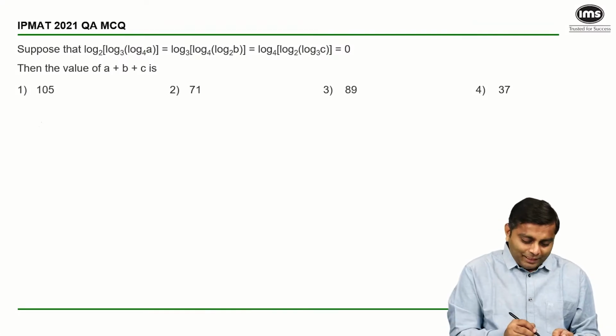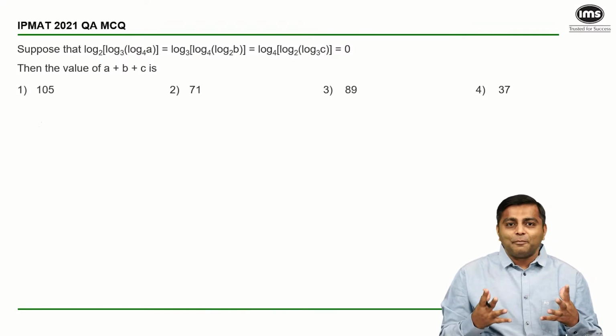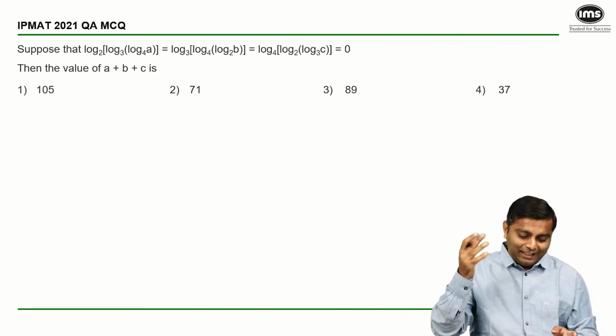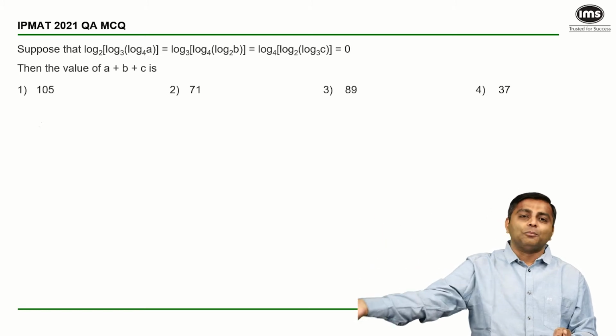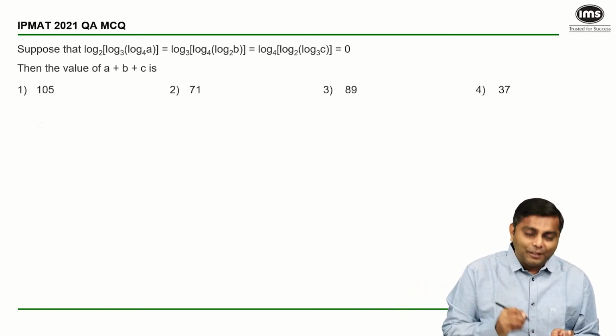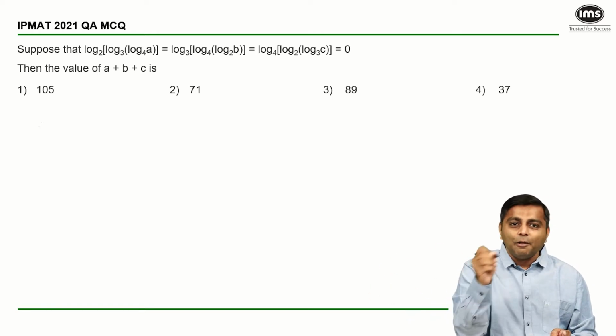Okay, so let's look at the solution. Now, it looks scary because there is log of something to log of something to log of something, and there are three such terms having three logs each, and they are all equated to 0. But anyway, because they're all equated to 0, each individual term is 0.